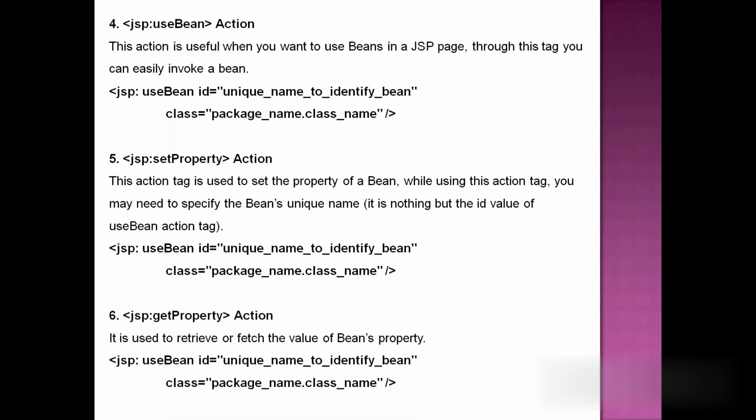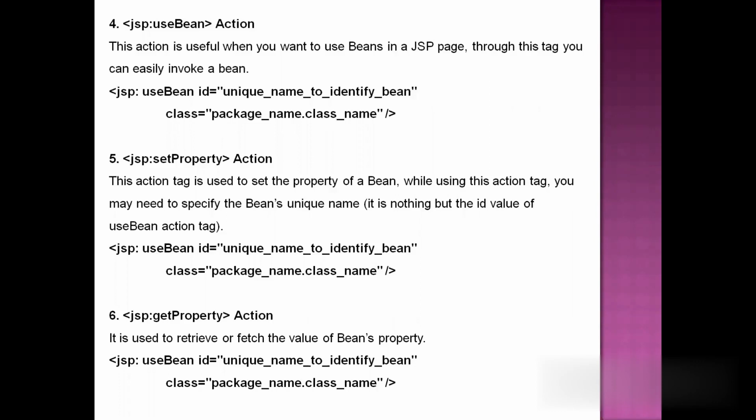Now the next property is get property. So the jsp:getProperty action tag. This property is used for retrieving the value of your beans that is set. Suppose if you want to retrieve the name of the bean, or suppose if you want to retrieve the value of the bean, then we need to use the get property action tag.